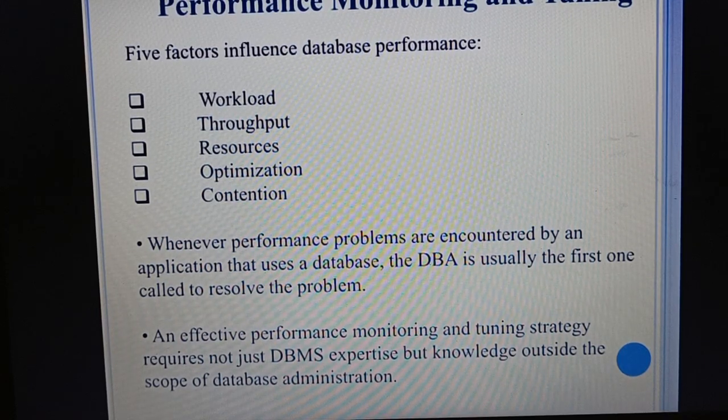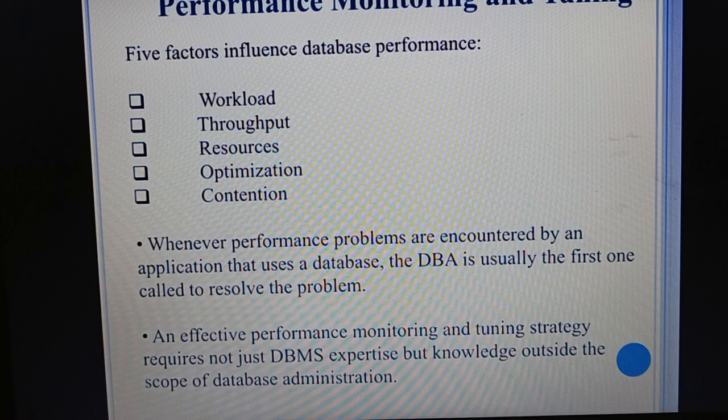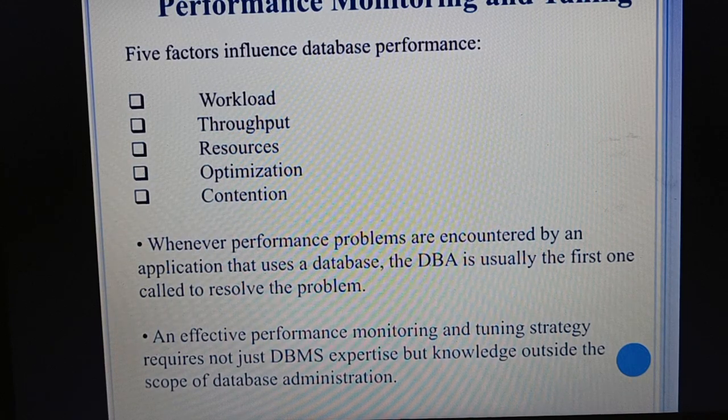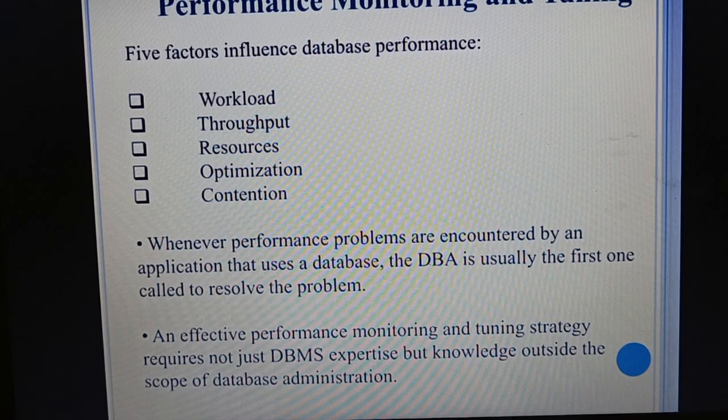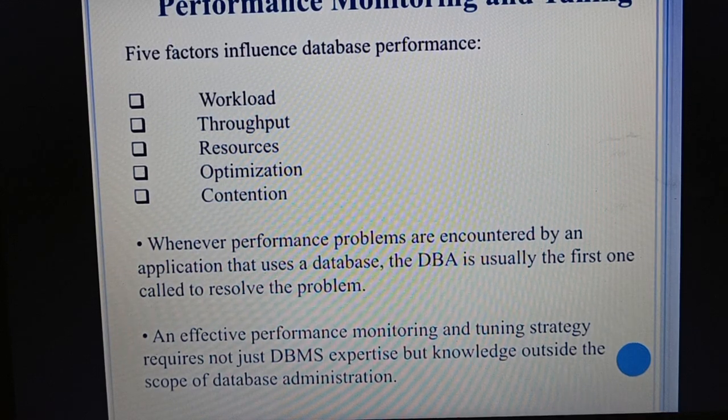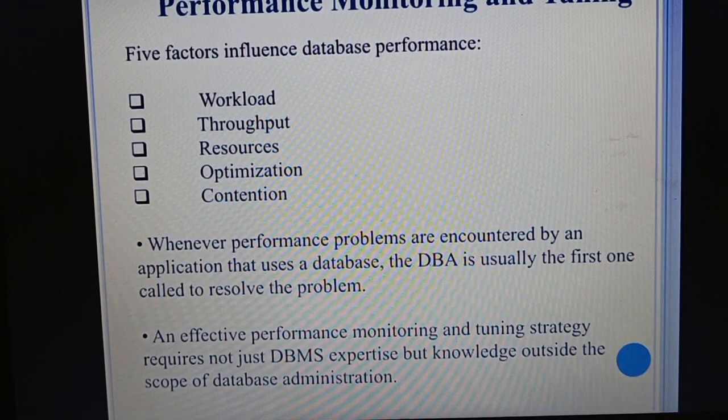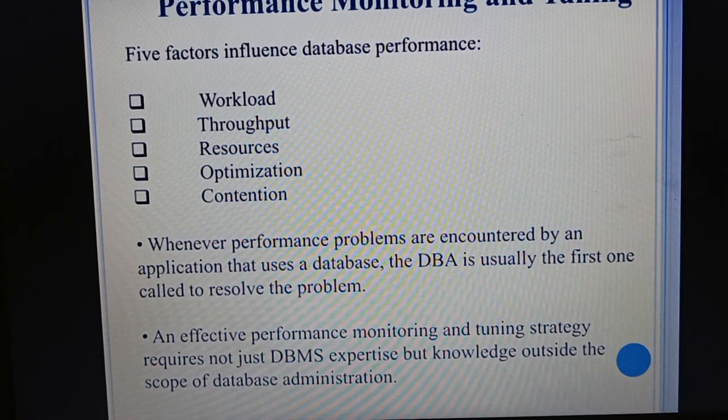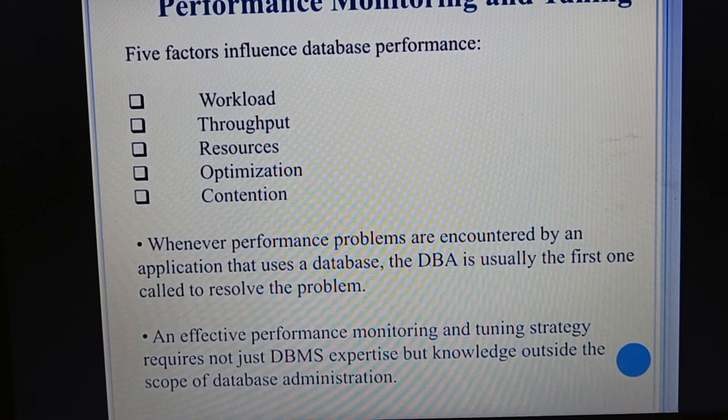Five factors influence database performance: workload, throughput, resources, optimization, contention. Whenever performance problems are encountered by an application that uses a database, the DBA is usually the first one called to resolve the problem. An effective performance monitoring and tuning strategy requires not just DBMS expertise but knowledge outside the scope of database administration.